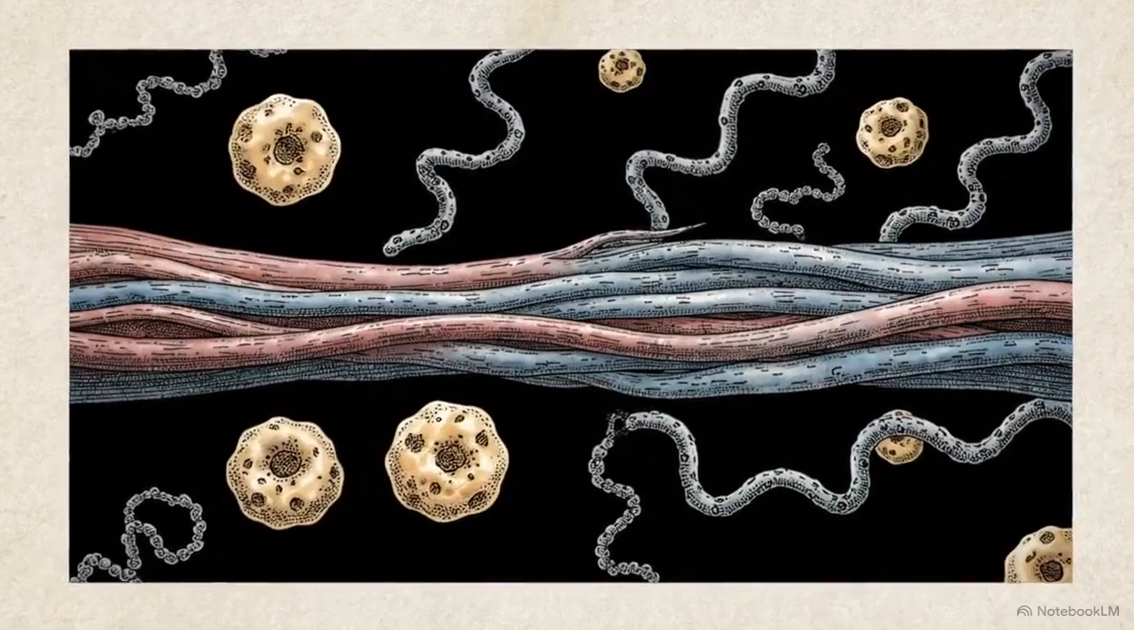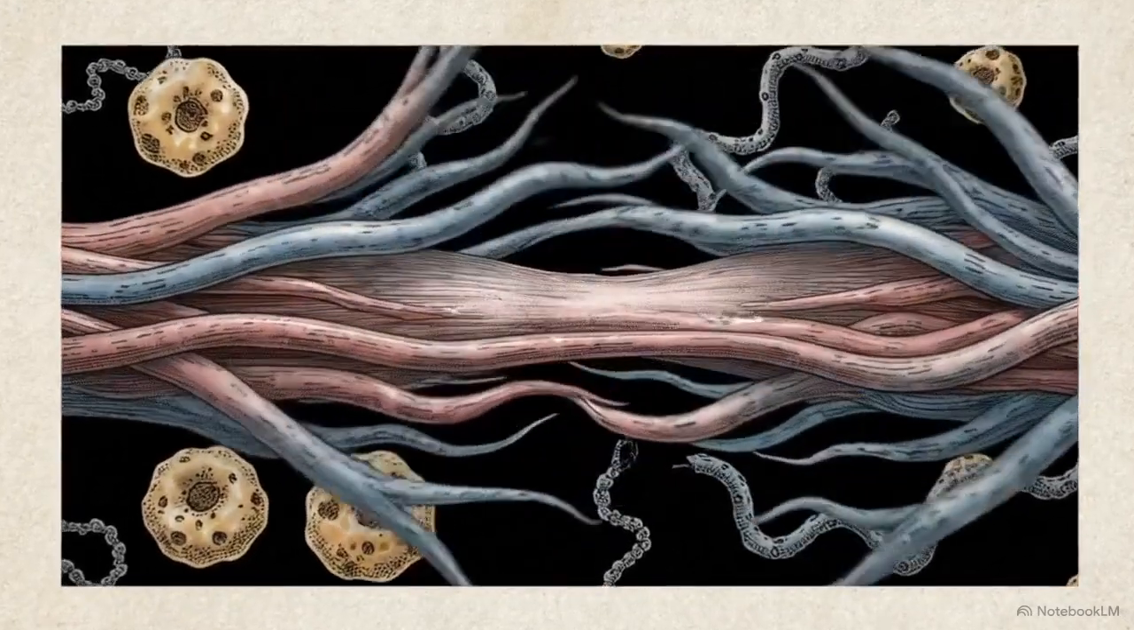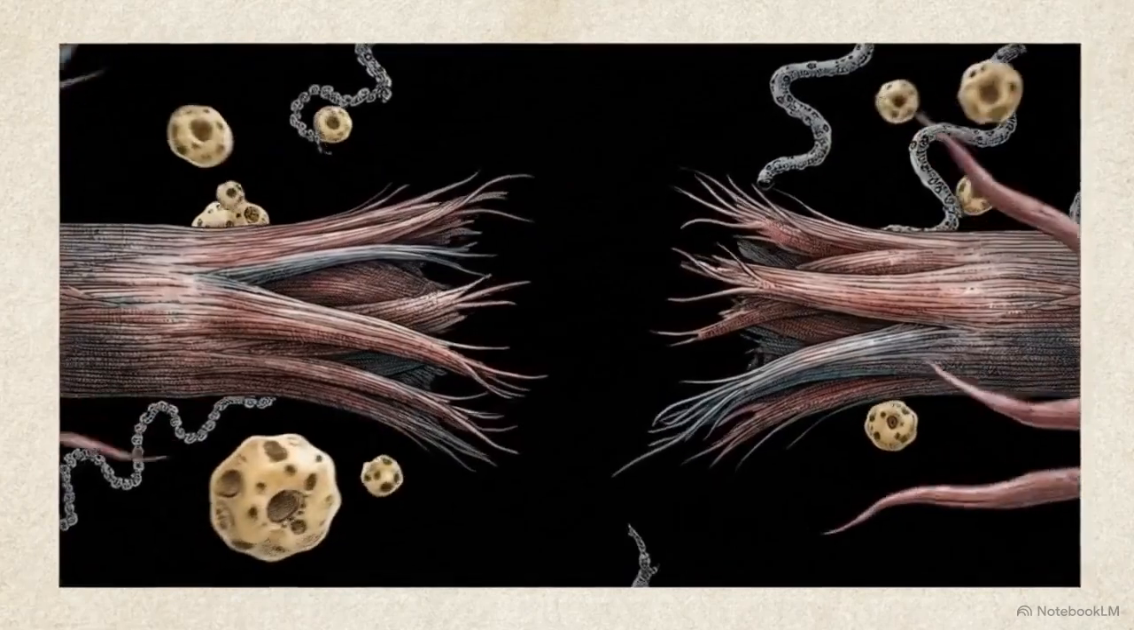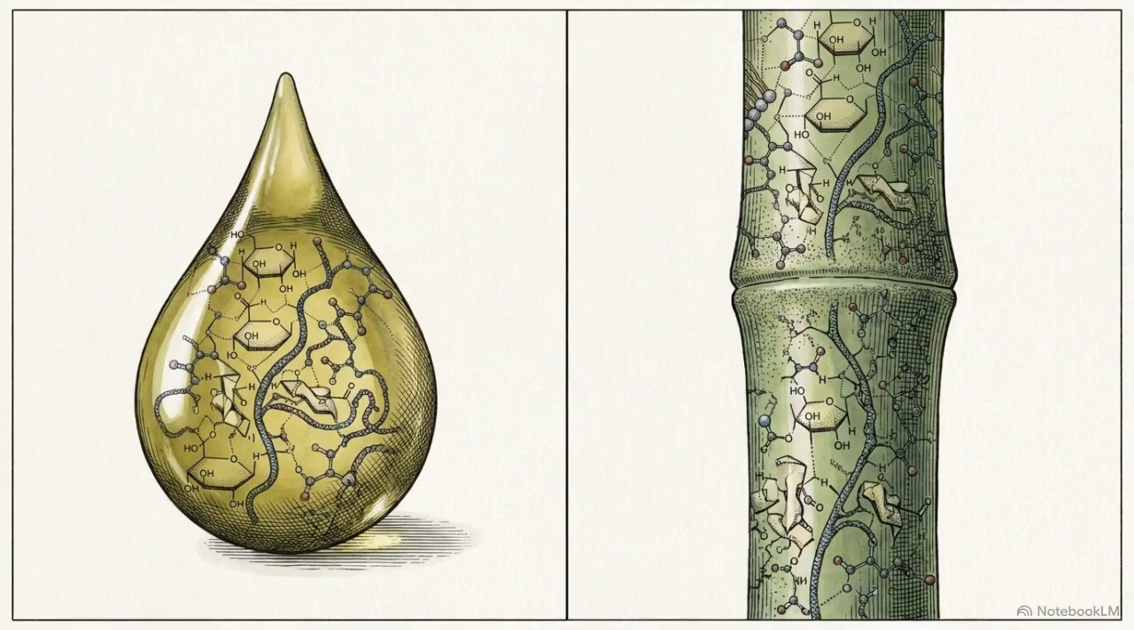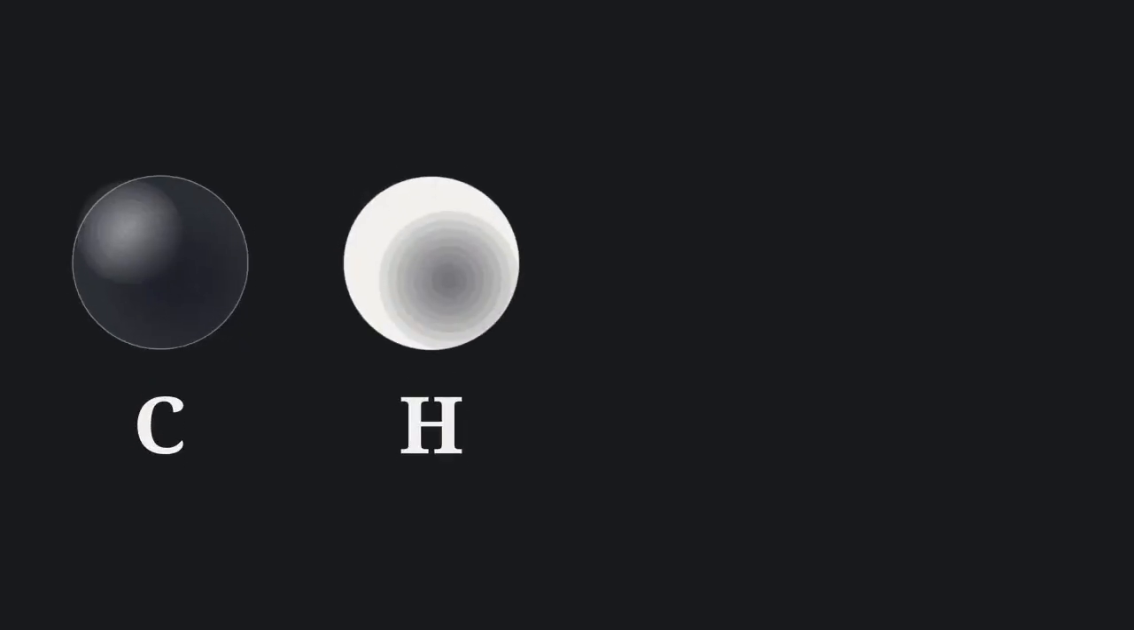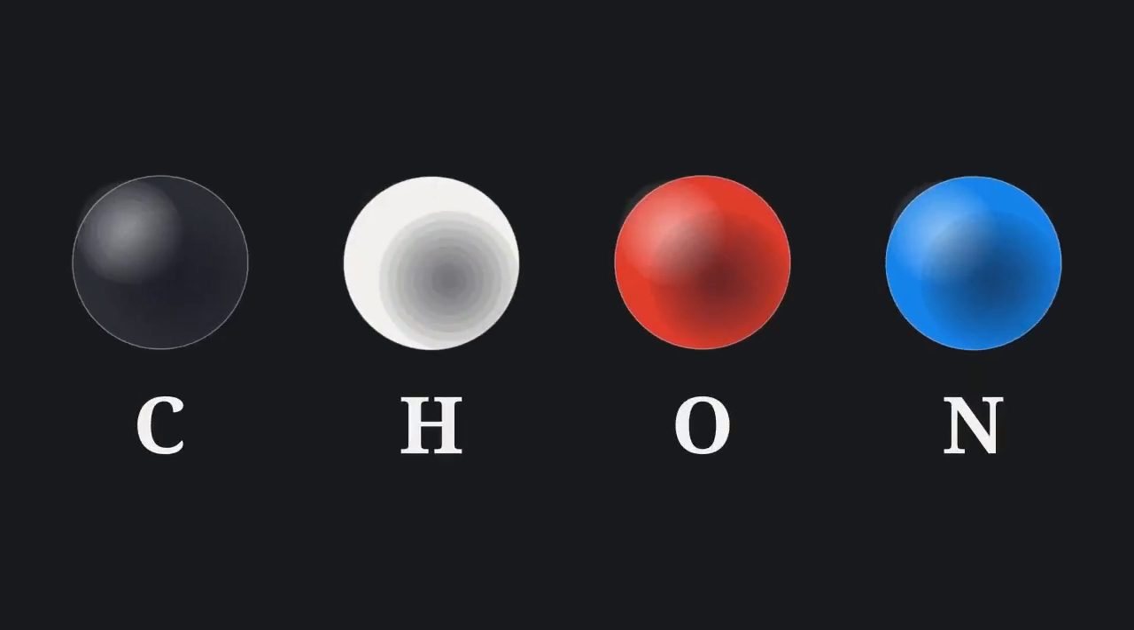Look at the structural resilience of a high-tensile tendon under intense physical pressure. Compare that to a liquid droplet of olive oil or the rigid, upright stalk of a plant. Macroscopically, these structures appear unrelated, yet they are constructed from the exact same microscopic ingredients: carbon, hydrogen, oxygen, and nitrogen.